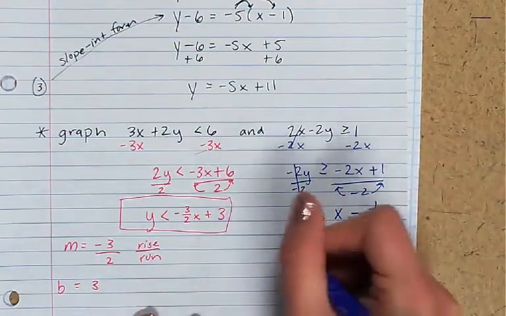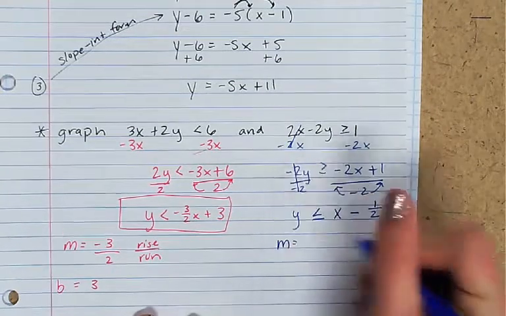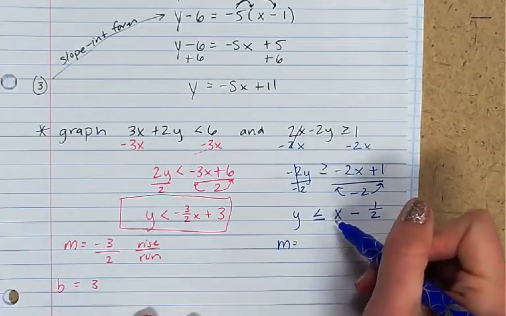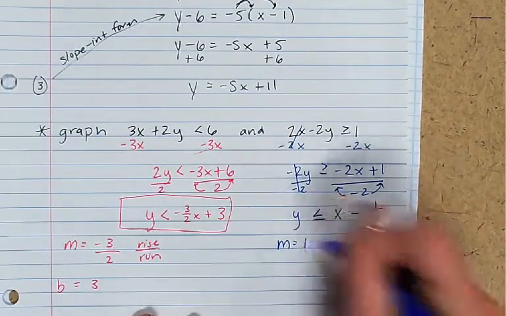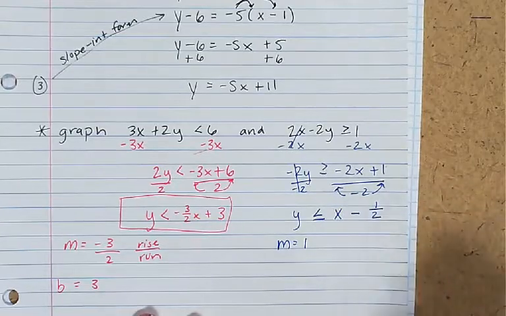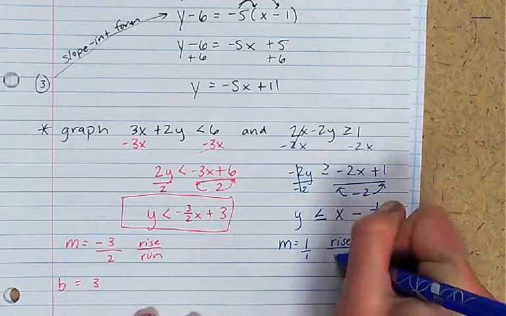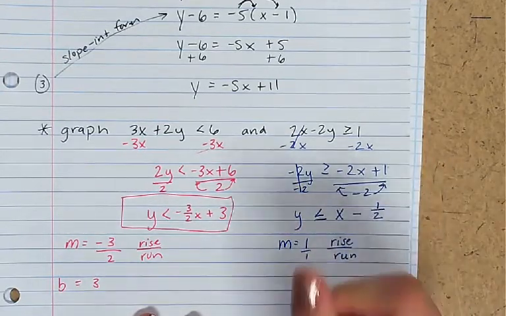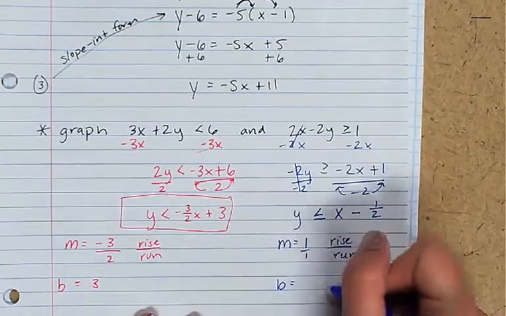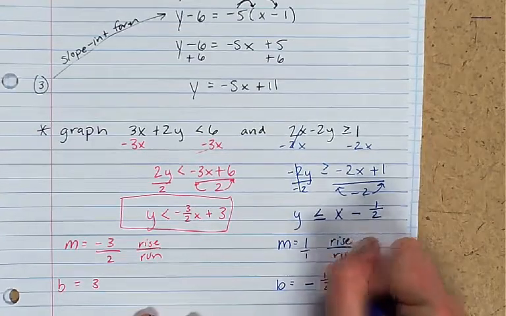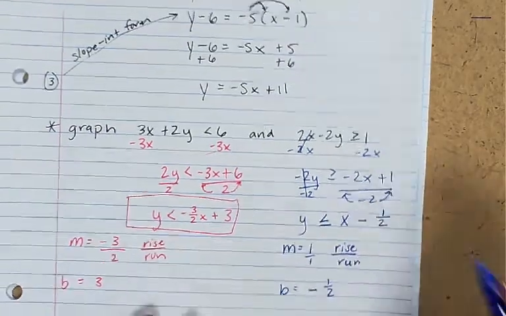So on this one, our slope, the number in front of x, if there's nothing there, it's an imaginary 1. And if we write it as a fraction to help us out, you just put a 1 underneath. So we're going to go up 1 over 1. Rise over run, up 1 over 1. And our starting spot, our y-intercept, is at negative 1/2. It's the number by itself, but you got to pay attention to the sign.